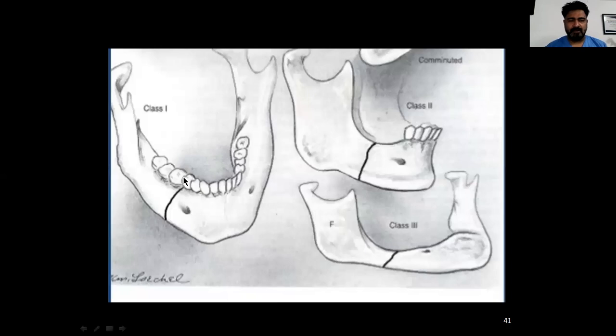This is a Class 1 fracture. Teeth are present on both sides of the fracture line. Class 2, present only on one side of the fracture line. And Class 3, the patient is edentulous.